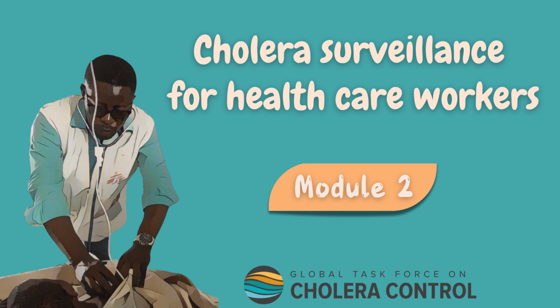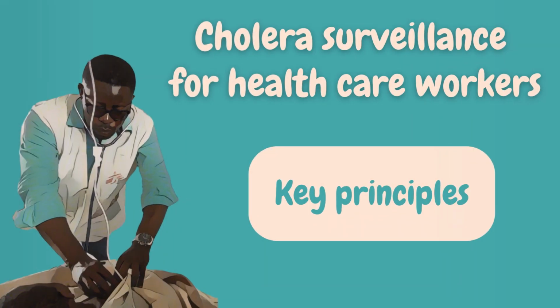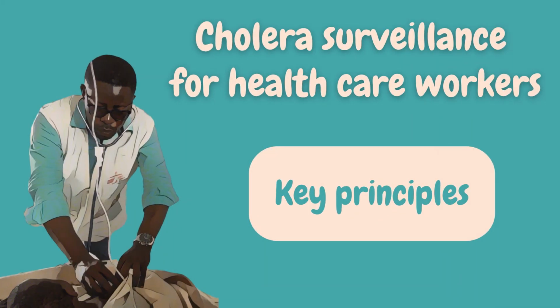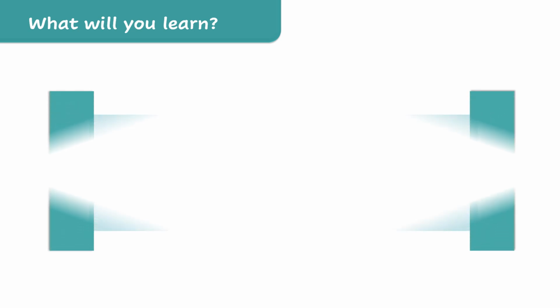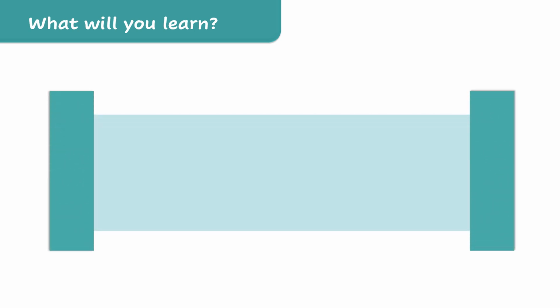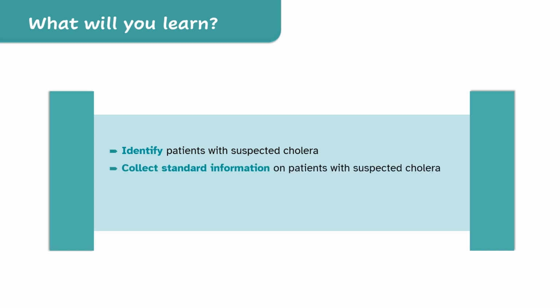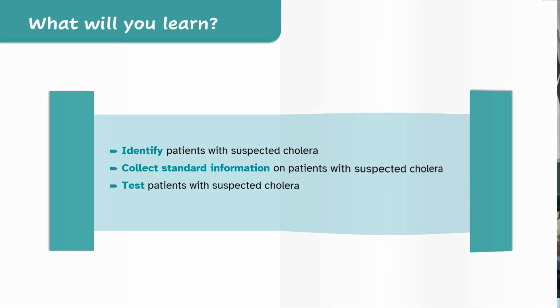Welcome to Module 2 of the GTFCC online course on cholera surveillance for healthcare workers. This module focuses on principles that always apply to implement surveillance for cholera, independent of the cholera situation. After completing this module, you will know how to identify patients with suspected cholera, collect standard information on patients with suspected cholera, and how to test patients with suspected cholera.